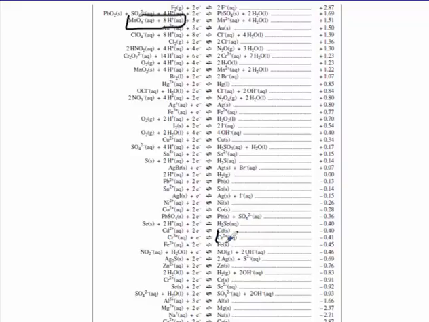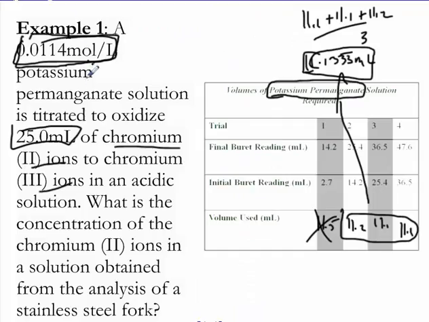And so chromium 2+ is right there. Technically, it's also right here, but that's not helpful because I don't want an oxidizing agent. Now's a good time to point out that in order for this to work, the permanganate does need to have H+. So you might see it called acidified permanganate, or it might say somewhere here that it's in an acidic solution.